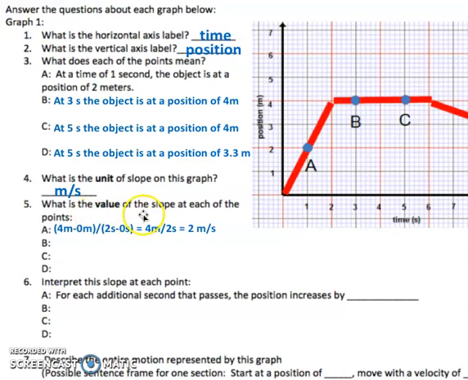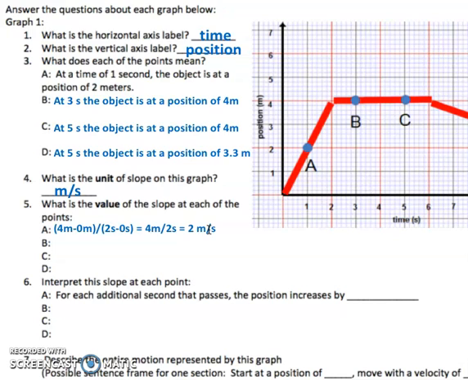Question 5 says, what is the value of the slope at each of the points? So here I've calculated the slope for you. So for A, I'm actually looking at the beginning of the little line that is A and the end of the line that is A. So at the beginning, that's 0, 0. The end is over 2, up 4. You could have done over 1, up 2. But anyway, you get the point. I picked points that were easy to look at. So I used point slope formula here. 2 meters divided by 2 seconds equals 2 meters per second.